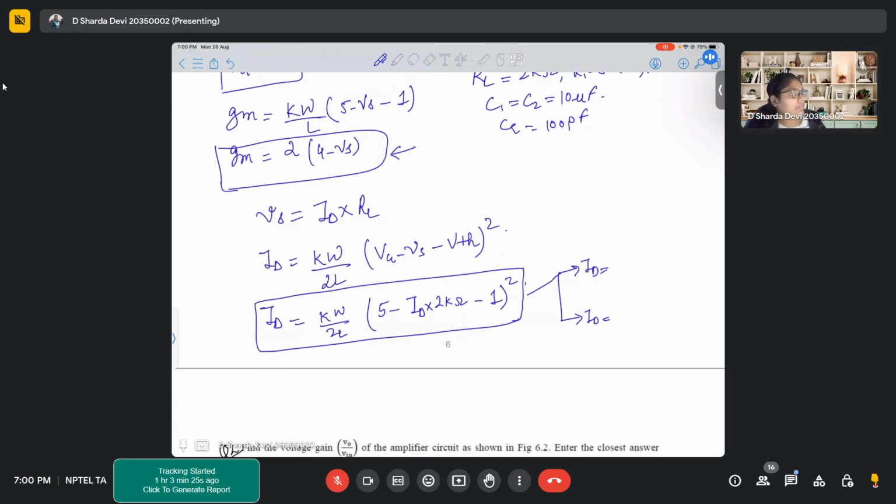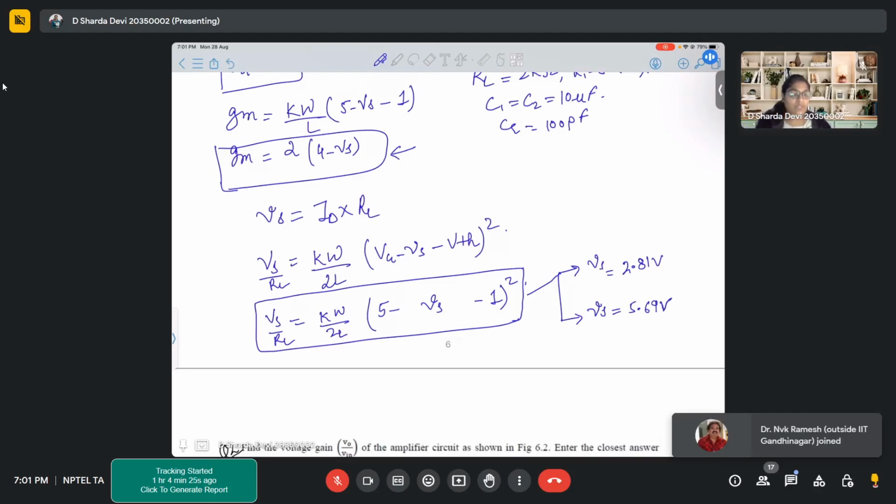So from here we'll get two values for ID, and you can solve this equation later. I'll quickly write down the values for ID. We can write it in terms of ID or in terms of VS directly. We need VS, so let's write it as VS directly, VS by RL. So we'll get the expression or values in terms of VS only. So the two values of VS that I have found out are VS is 2.81 volts and the other one is 5.69 volts.